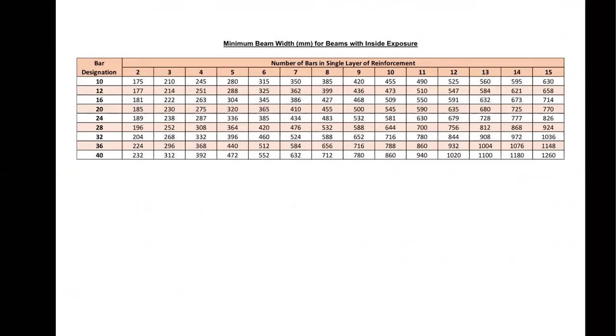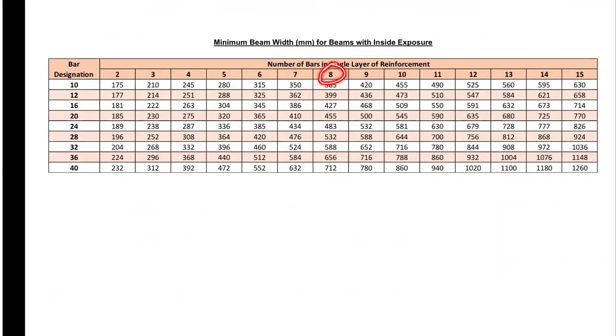Ibig sabihin, pag 8 pieces tapos 32, ang width na kailangan natin, minimum ay 588. Ay 375 lang yung width natin. So, hindi pwedeng isang layer lang yung ating reinforcement. Ang pwede natin gawin, yung 8 na 32 natin, pwede nating i-divide sa 2 layers. So, pwedeng maging 4 pieces sa isang layer, 4 pieces sa kabilang layer. So, minimum ng 4 pieces na 32 ay 332. So, papasok siya doon sa 375 na requirement natin.